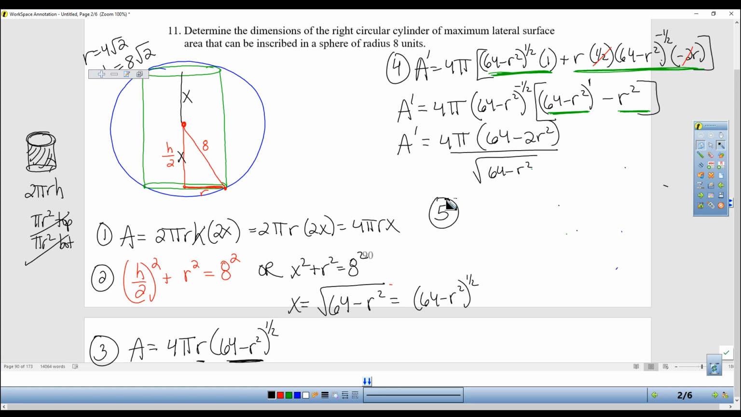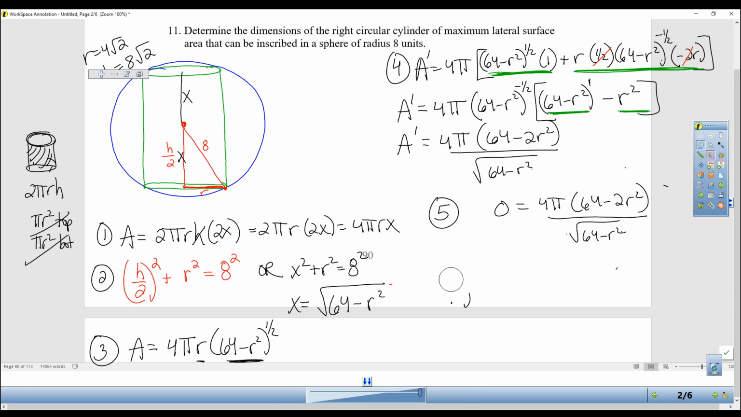Step 5, we've taken the derivative. We're going to set it equal to 0. I'm just going to erase this. We all know that. And I'm going to clear my fraction by multiplying both sides by 64 minus r squared, square root of 64 minus r squared.